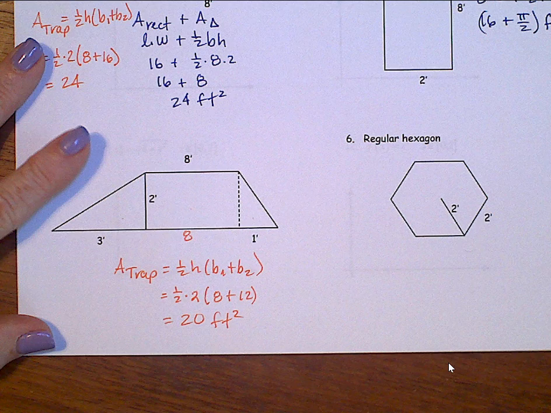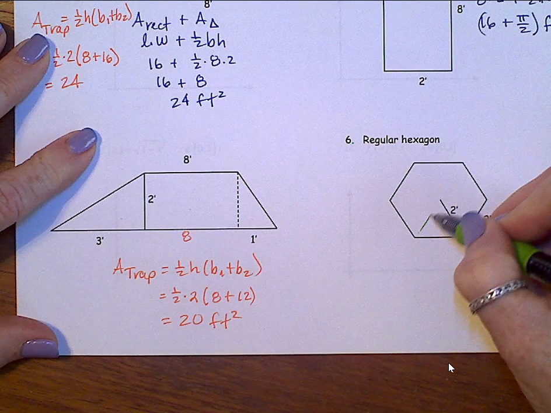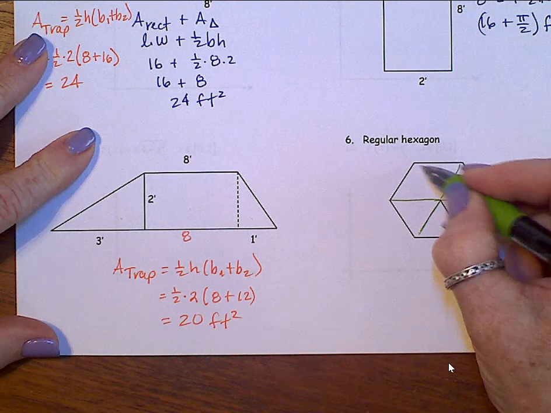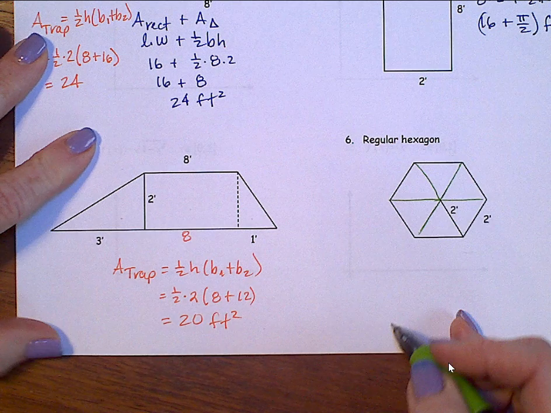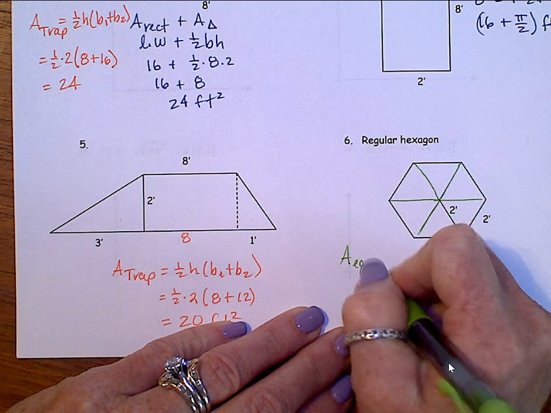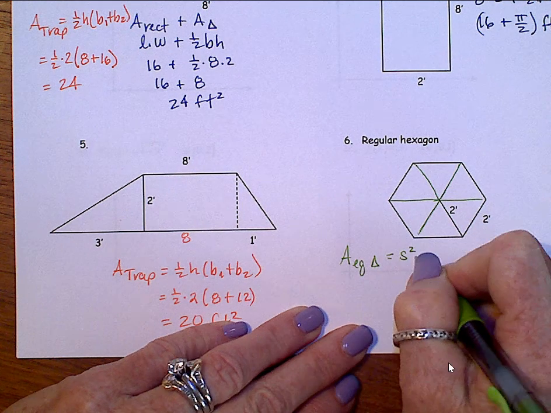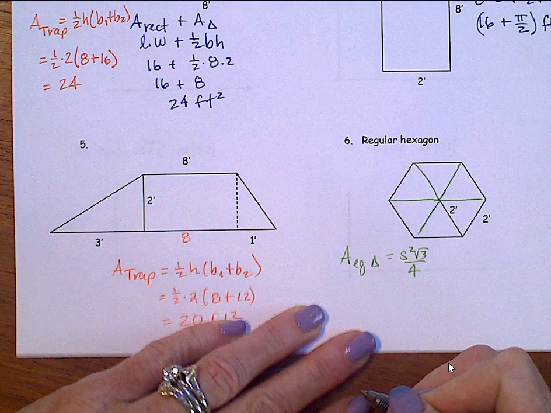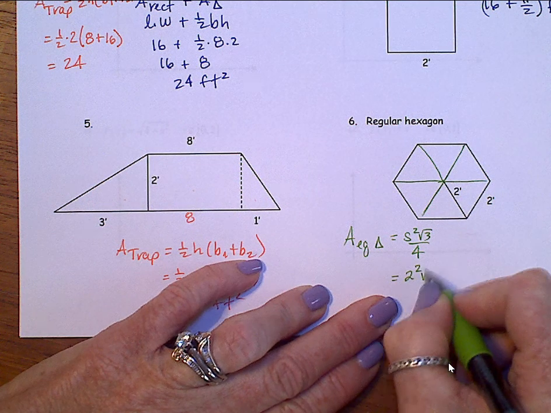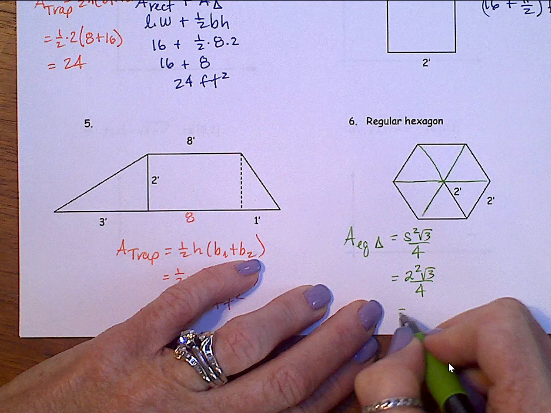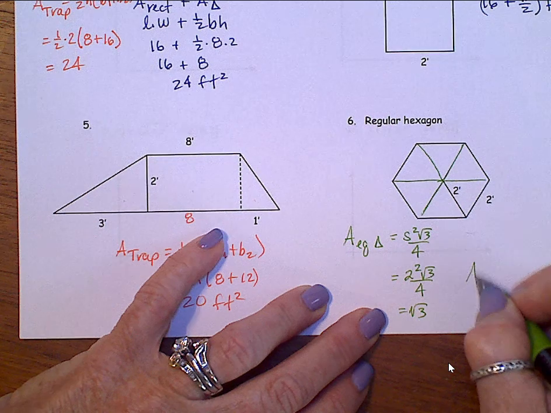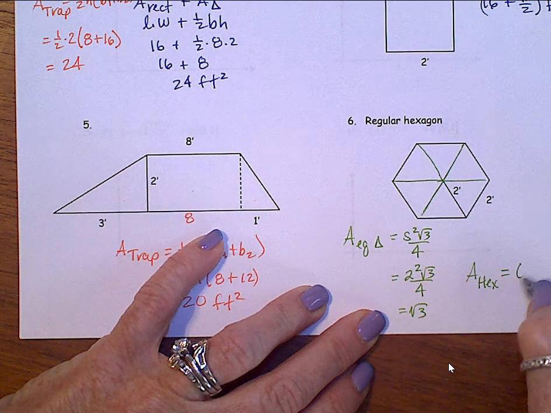For this regular hexagon, we can divide this up into 6 equilateral triangles. And several ways you can handle this. You can remember from geometry that the area of an equilateral triangle is side squared times the square root of 3 over 4. So one of these equilateral triangles is 2 squared, square root 3 over 4, which is just square root 3. So the entire area of that hexagon is 6 of those, or 6 square root 3.